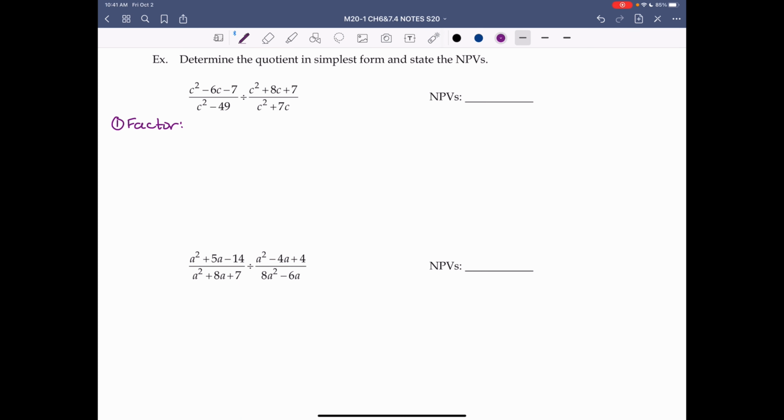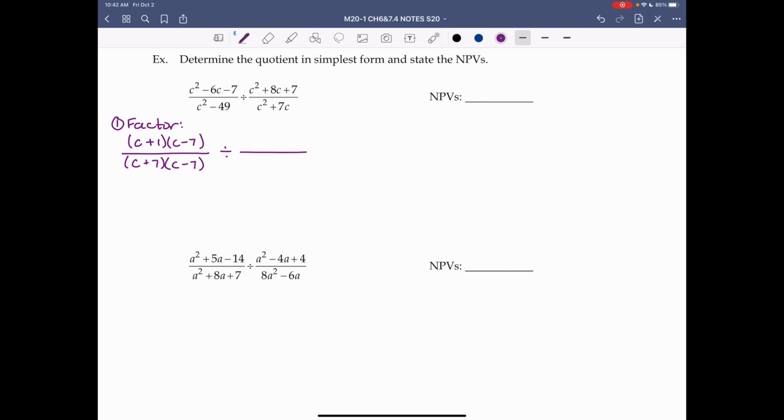The top is a basic trinomial. We need two numbers that multiply to negative 7 and add to negative 6. That would be negative 7 and positive 1. We get c plus 1, c minus 7. The bottom of that first fraction, c squared minus 49, is a difference of squares. It factors to c plus 7, c minus 7.